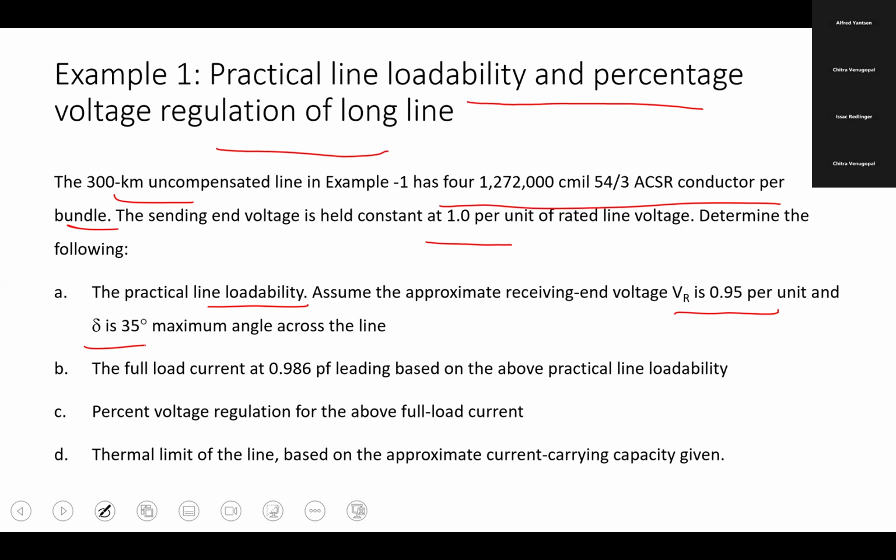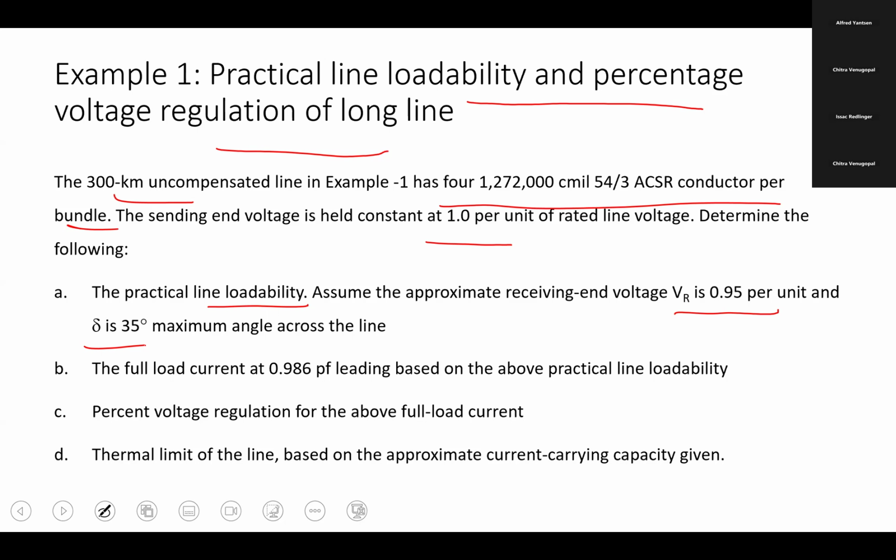Line loadability means there will be losses. We calculated the other things for lossless lines, right? Suppose there is a loss in the line, it is going to be reflected in terms of I squared R loss. So that power is going to be dropped across the line. So what is the maximum loss that the line can handle? That is what we are talking about.